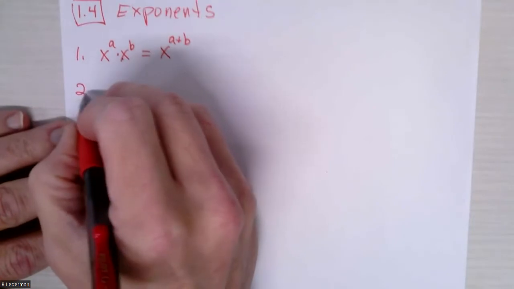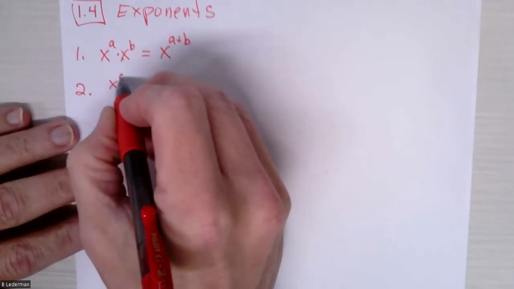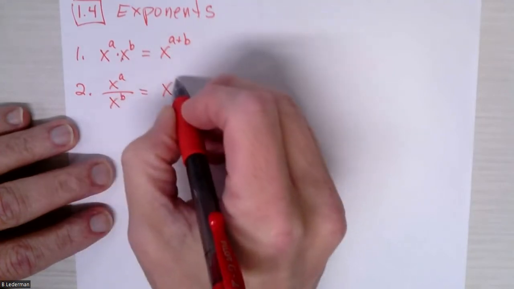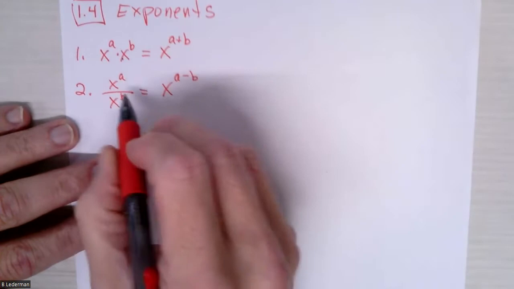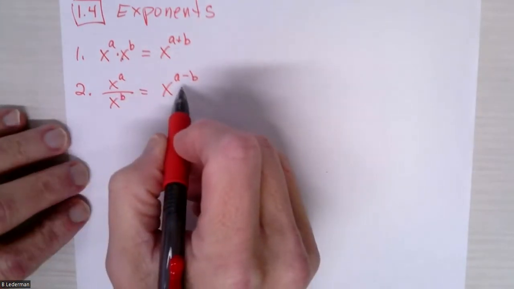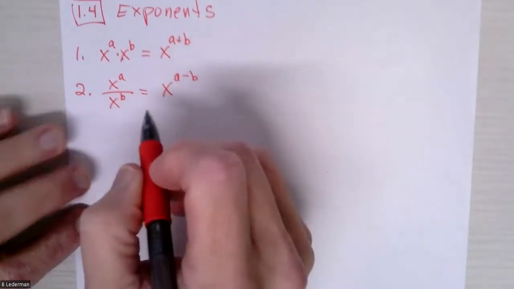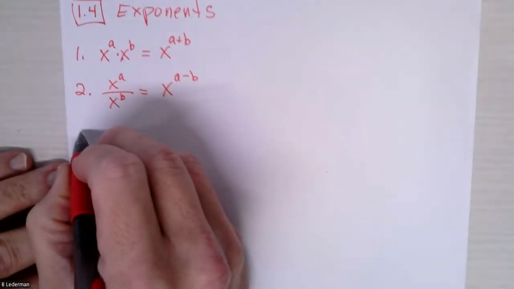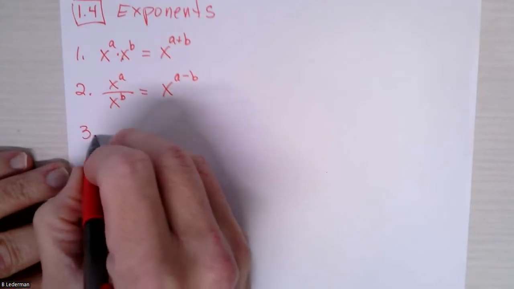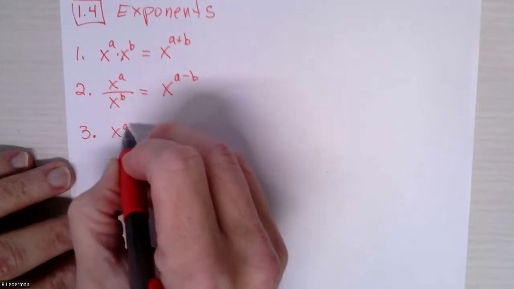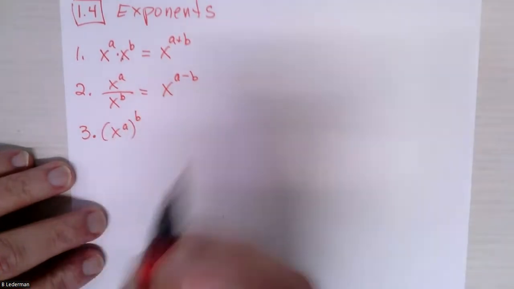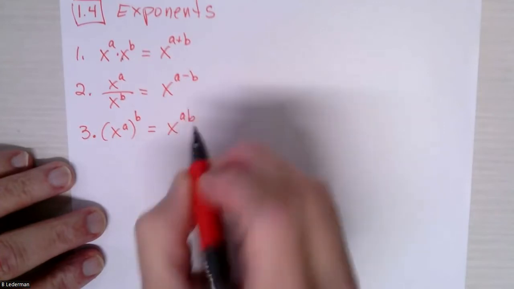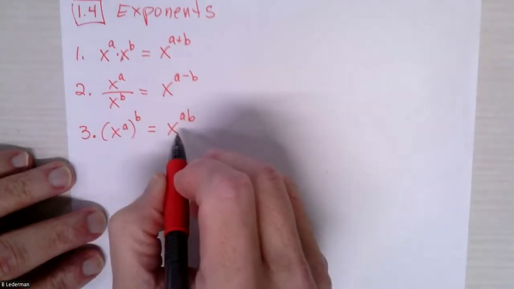Second law is if I divide two exponent numbers, this is going to be x to the a minus b. So when I divide, I subtract the exponents. I'll give you examples of all of these. And the third rule is that if I raise a power to a power, this is going to be equal to x to the ab. So when I raise a power to a power, I multiply the powers.